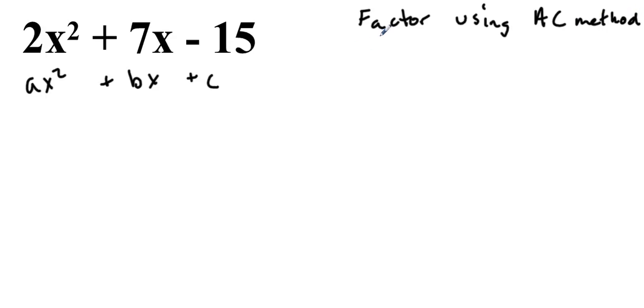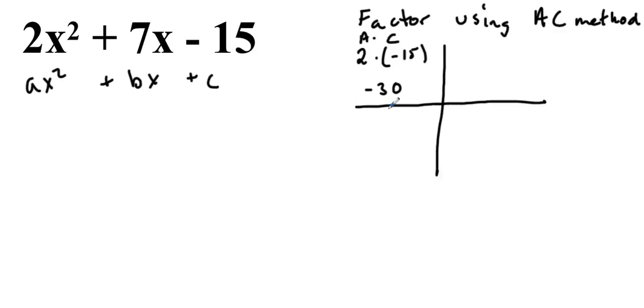All right, so let's try it. First off, we're going to take our AC value. A is the coefficient next to the x squared, so we have 2, and we multiply that by c, which in this case is negative 15. A times c gives us negative 30. Now we need two numbers whose product is negative 30 and whose sum equals our b value, which is 7.